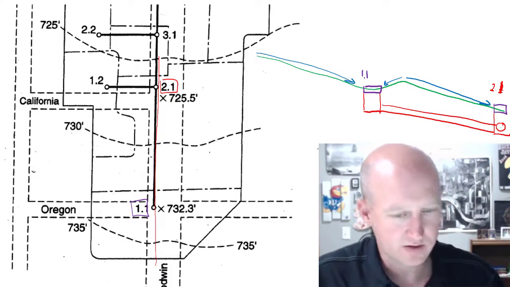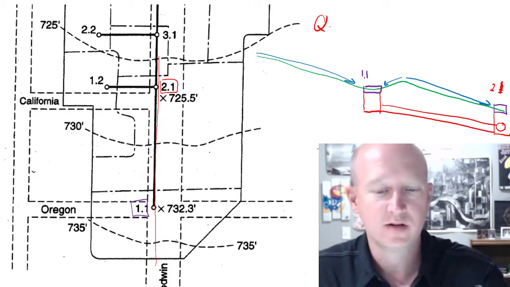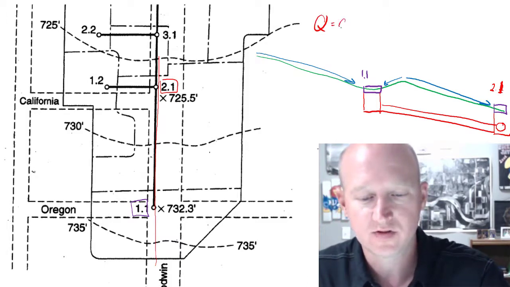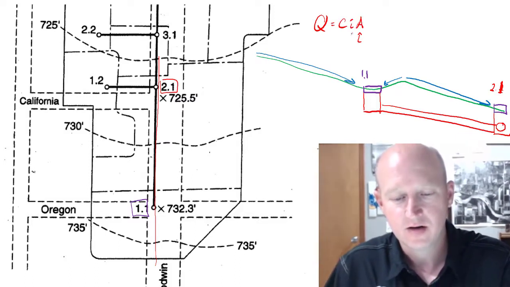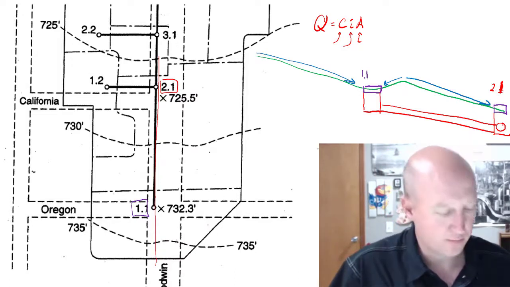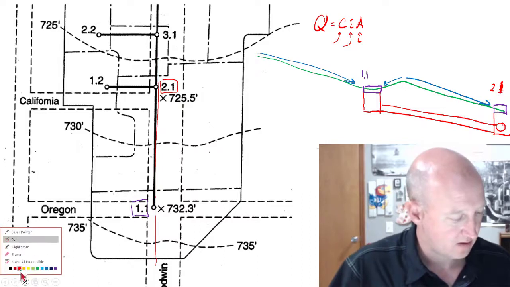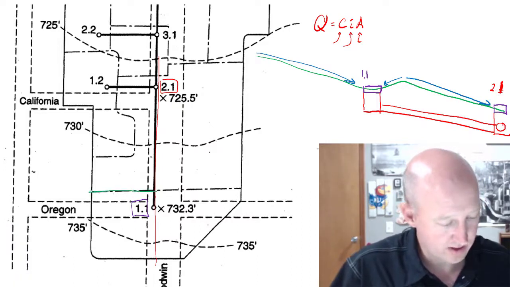So the way it works, the equation for flow rate into an inlet is Q equals CIA. A is the area, I is the intensity of the storm, and C is that runoff coefficient. So let's look at 1.1. In this case, 1.1 is going to drain this entire area.